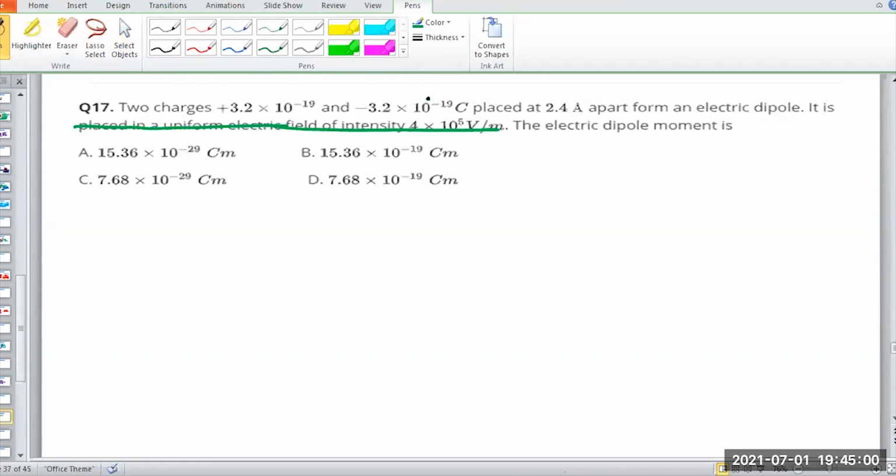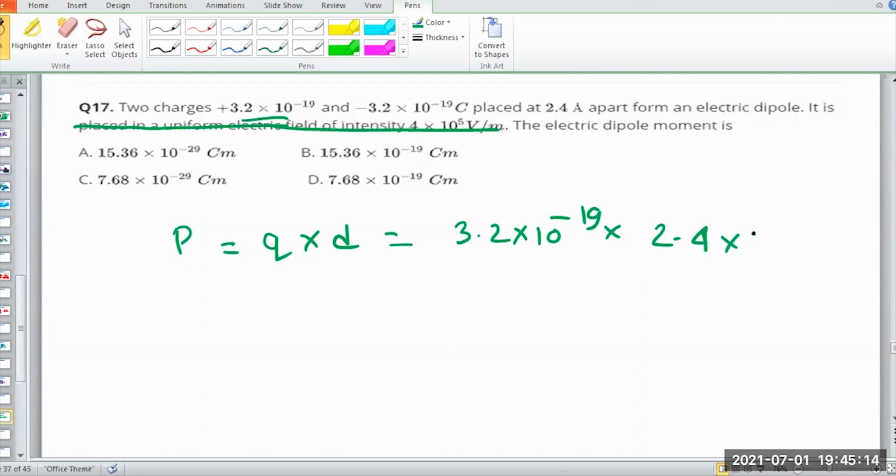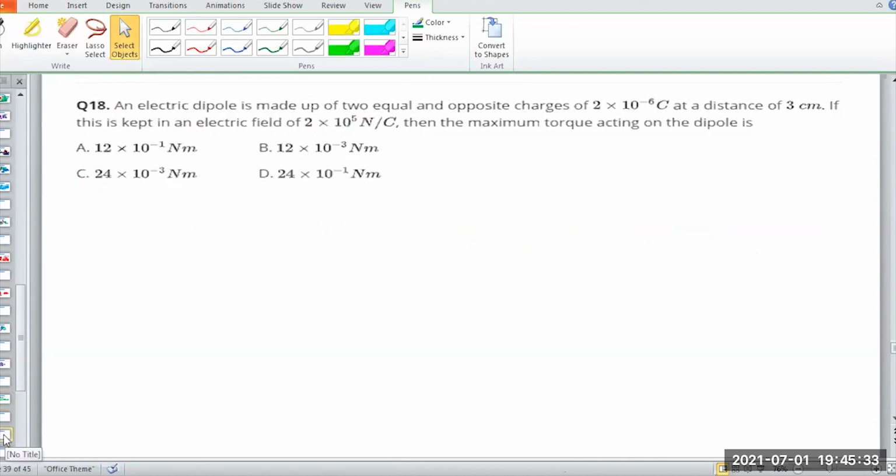And some students will try to find torque and whatnot. I simply have to put: the electric dipole moment is charge q into distance d. That is 3.2 into 10 to the power minus 19 into 2.4 into 10 to the power minus 10, angstrom. So on solving, you will get 7.68 into 10 to the power minus 29. Okay. So sometimes in the question, redundant data is also given to confuse you.